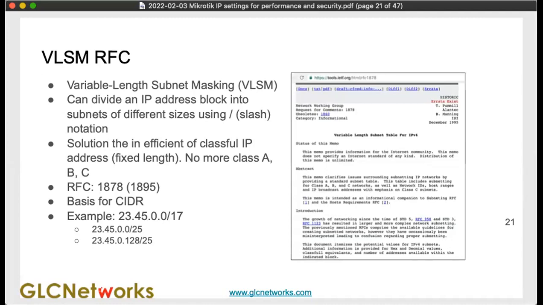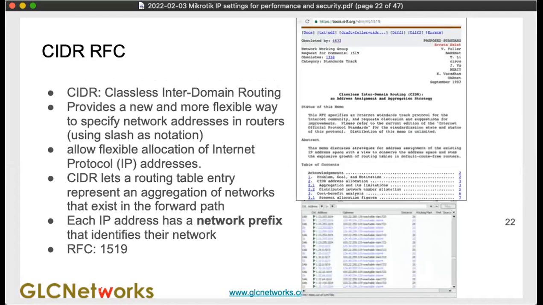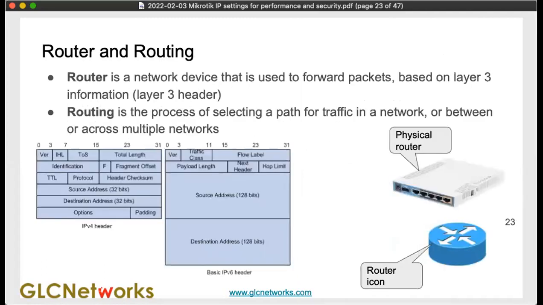Yeah, IP addresses are limited, and if we kept using classes A, B, and C, the IP addresses would have run out a long time ago. That's why there's an RFC saying we don't use class A, B, C anymore. We use VLSM, and because we use VLSM, for routing we will use CIDR, classless inter-domain routing.